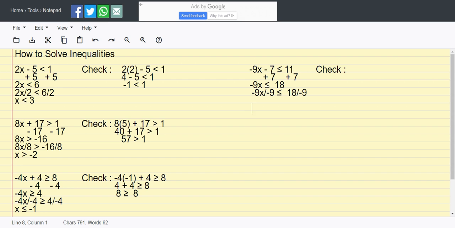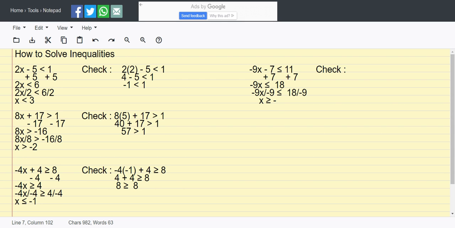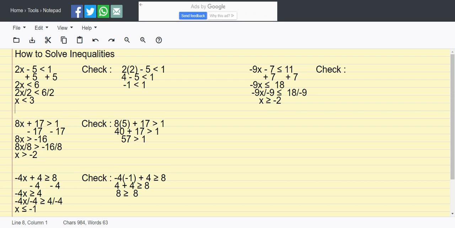And now you have to flip the inequality sign because you're dividing both sides by a negative number. So x is greater than or equal to negative 2. Okay. To check if this is the correct answer, you can plug in any value into the x that is greater than or equal to negative 2. I'm just going to put negative 2 into x to see if this is true.